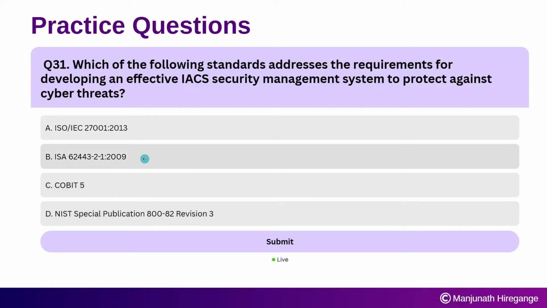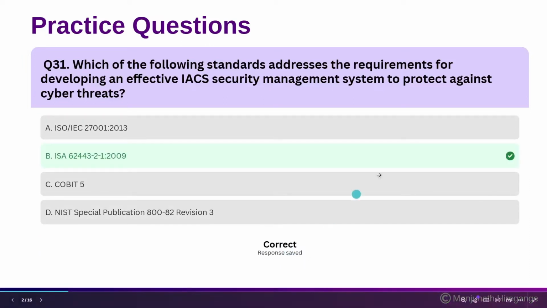It is 62443-2-1. So I'm submitting. Yes, that's the right answer. Why? Because none of these others are related to IACS except for this. However, the NIST publication is a guideline, a special publication, not a standard. And you might get confused with 27001, but it is relevant to information security management systems, that is ISMS in short. So when we talk about IACS, always remember we are talking in terms of 62443.